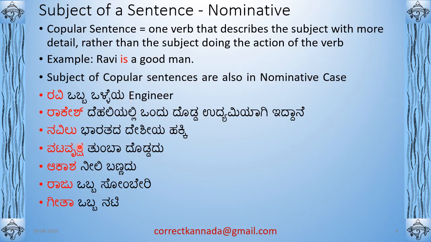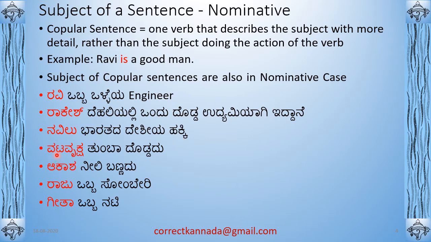Ravi obba ಒಳ್ಳೆ engineer. Ravi is a good engineer. Rakesh ದೆಹಲಿಯಲ್ಲಿ ಒಂದು ದೊಡ್ಡ ಉದ್ಯಮಿಯಾಗಿ ಇದ್ದಾನೆ. ಉದ್ಯಮಿ means entrepreneur. Rakesh, in Delhi, one big entrepreneur, Agi means as an entrepreneur, ಇದ್ದಾನೆ, he is. ನವಿಲು ಭಾರತದ ದೇಶೀಯ ಹಕ್ಕಿ. Peacock is India's national bird.